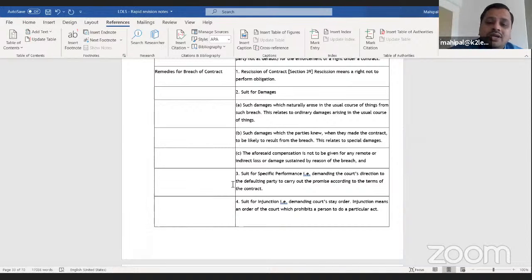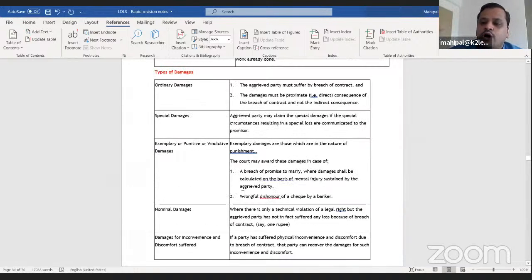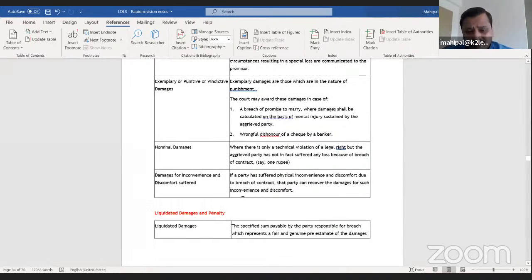Great. So let's understand types of damages. Number one, ordinary damages, contract price minus market price. Special damages, where both the parties are aware of the special circumstances. Vindictive damages, a kind of exemplary damages, are those which are in nature of punishment. The court may award in the following two circumstances. Number one, breach of contract of marriage, and number two, wrongful dishonor of cheque. Nominal damages are just a namesake damage. Damages for inconvenience is for a party to recover damages for inconvenience.